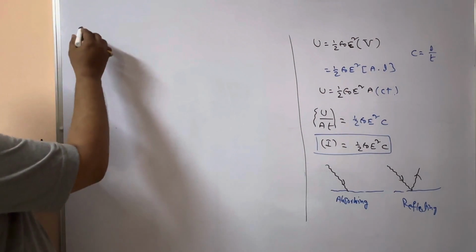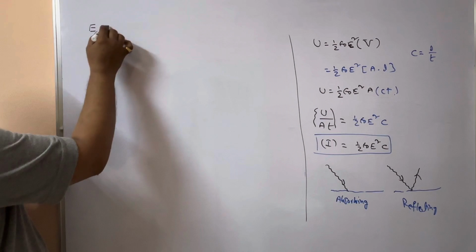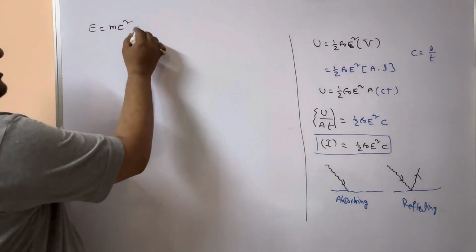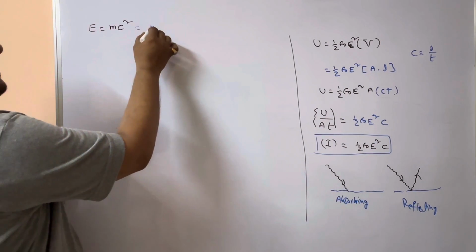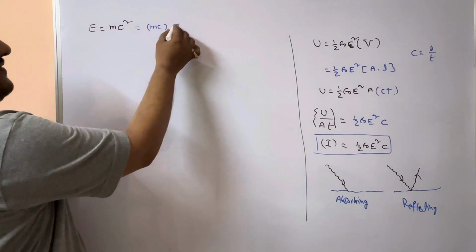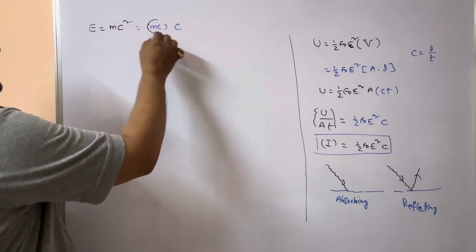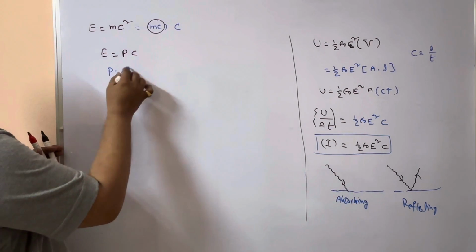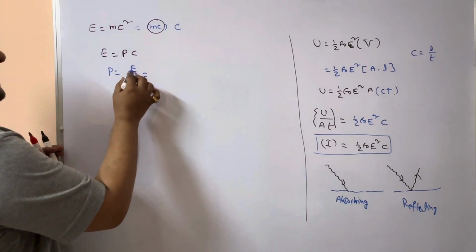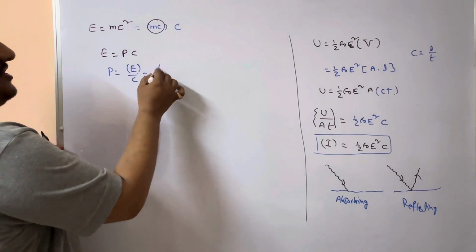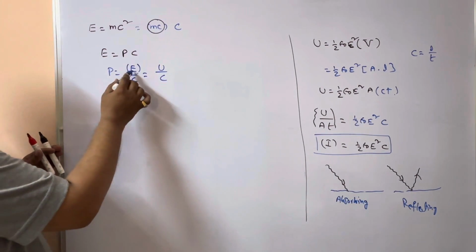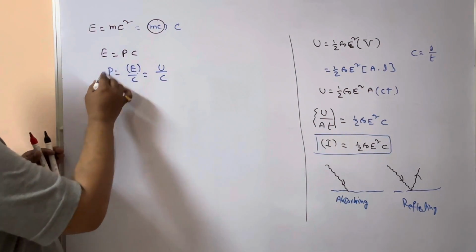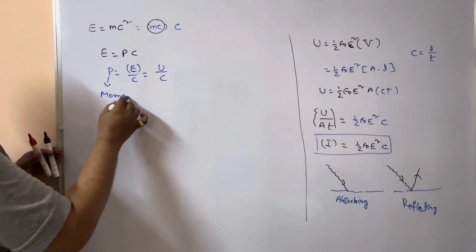Next, according to Einstein's mass-energy relation, E is equal to mc square, where c is the velocity of light. Here the EM wave is traveling with the velocity of light. Momentum is the product of mass and velocity, so momentum is going to be E by c. Some people write this E as U, so you should not get confused with E as electric field intensity. So it is U by c. What is P here? P is going to be momentum.